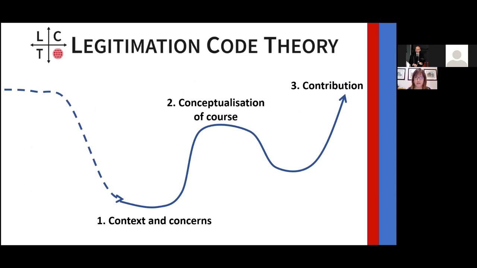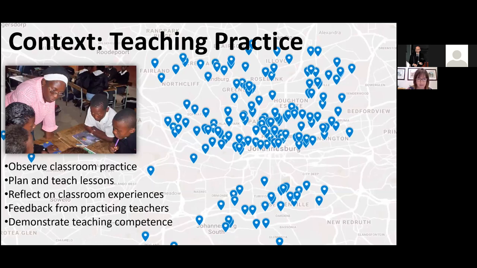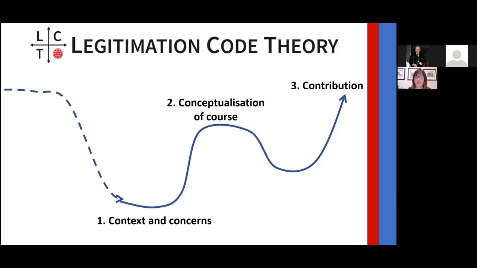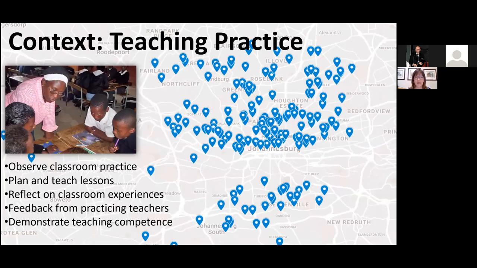I'm going to focus this talk on three parts. The first, I'm looking at the context of what we're doing in work-based learning in teacher education and some of the concerns that research has shown in terms of what's working and what's going wrong with work-based learning. Then I move a little bit up in terms of conceptualizing an intervention which led to a massive online course. And then I land up right at the top looking at the contribution of this whole endeavor.